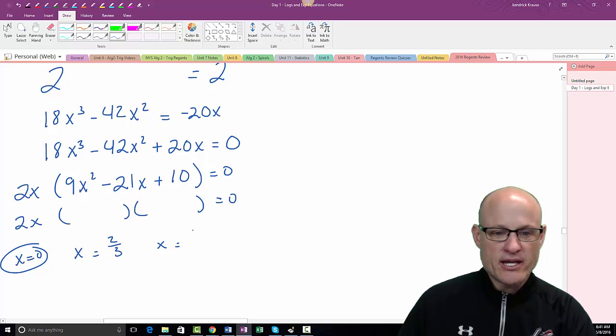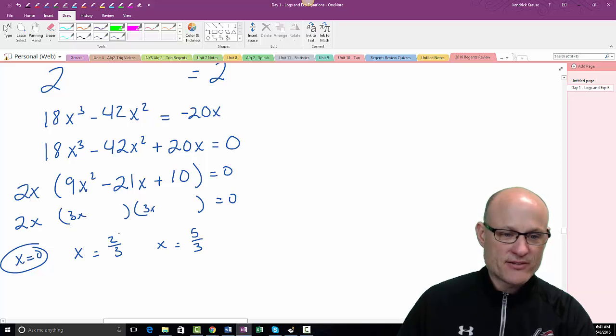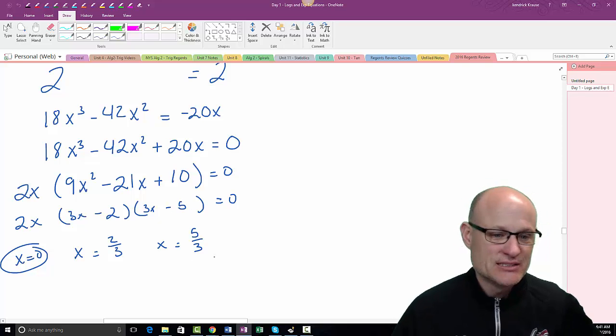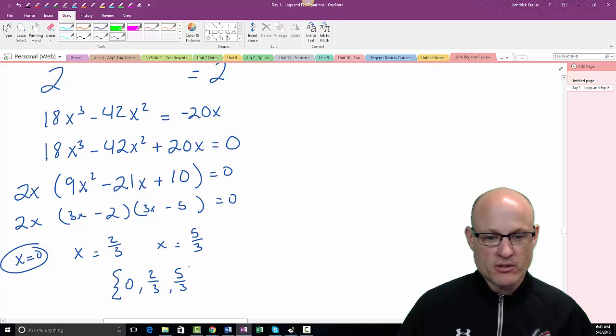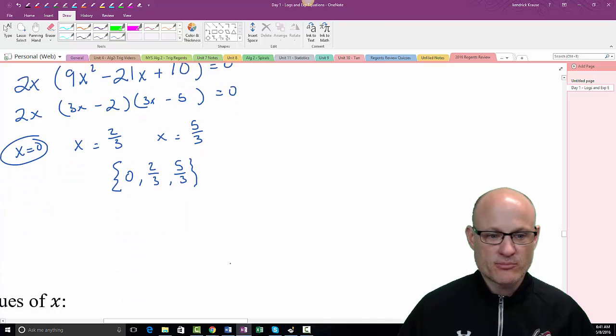2/3 and 5/3. Well, this has to be 3x and 3x. This is a positive 2, so up here it's a -2. This is a positive 5, so up here it's a -5. That's the factoring. I'm not going to bother to check these. These all work. So 0, 2/3, and 5/3. I know they all work. We're done with these hard problems.